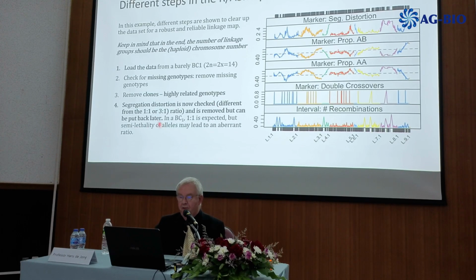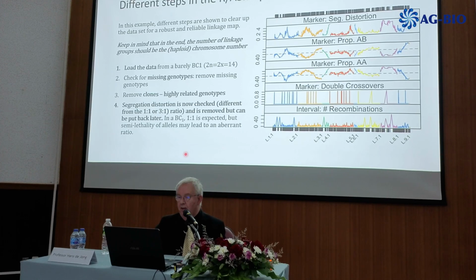And you remember I talked about segregation distortion, which is also an aspect that can play a very bad role in trying to make a linkage map. Segregation distortion means that the alleles for a given marker are not in a 1-to-1 or 3-to-1 ratio, but can be 1-to-2 or 1-to-3 and so forth. And it must be removed, but later, eventually, you can put back these segregation distorted markers.